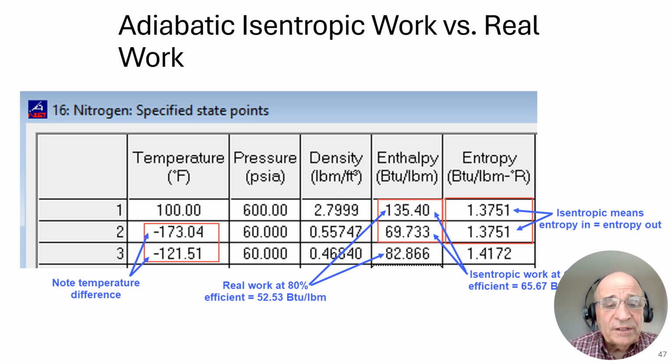So the first thing we put in is our starting point. We know that the gas, the nitrogen, is going into the turbine or the expander at 100 degrees Fahrenheit and 600 psi absolute. And that gives us a certain enthalpy and entropy.